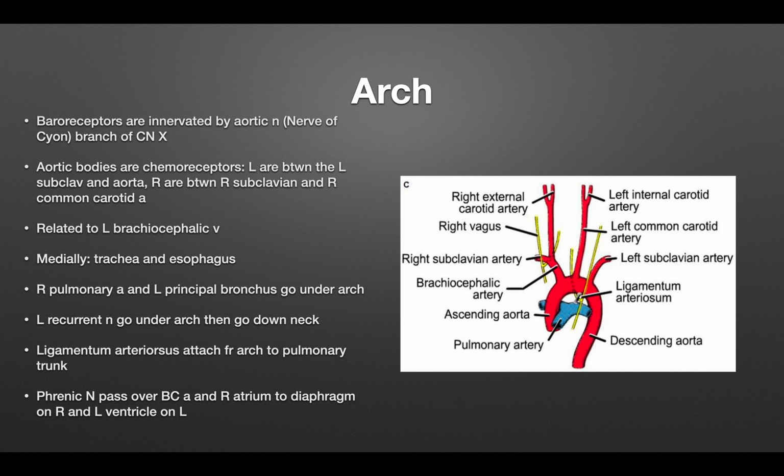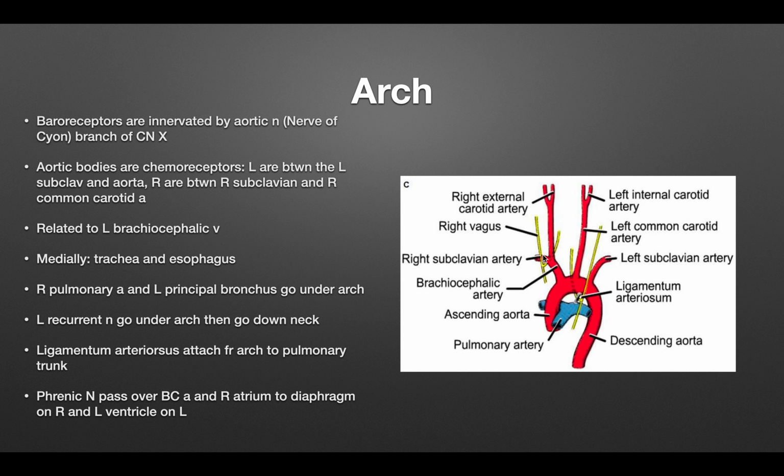In the arch, there are going to be baroreceptors, and those are innervated by the nerve of Hering, which is a branch of the vagus nerve. The aortic bodies are chemoreceptors. The left bodies lie between the left subclavian and the aorta, and the right lie between the right subclavian and the right carotid. These are of surgical importance because you do not want to be damaging the baroreceptors. That'd be awful.